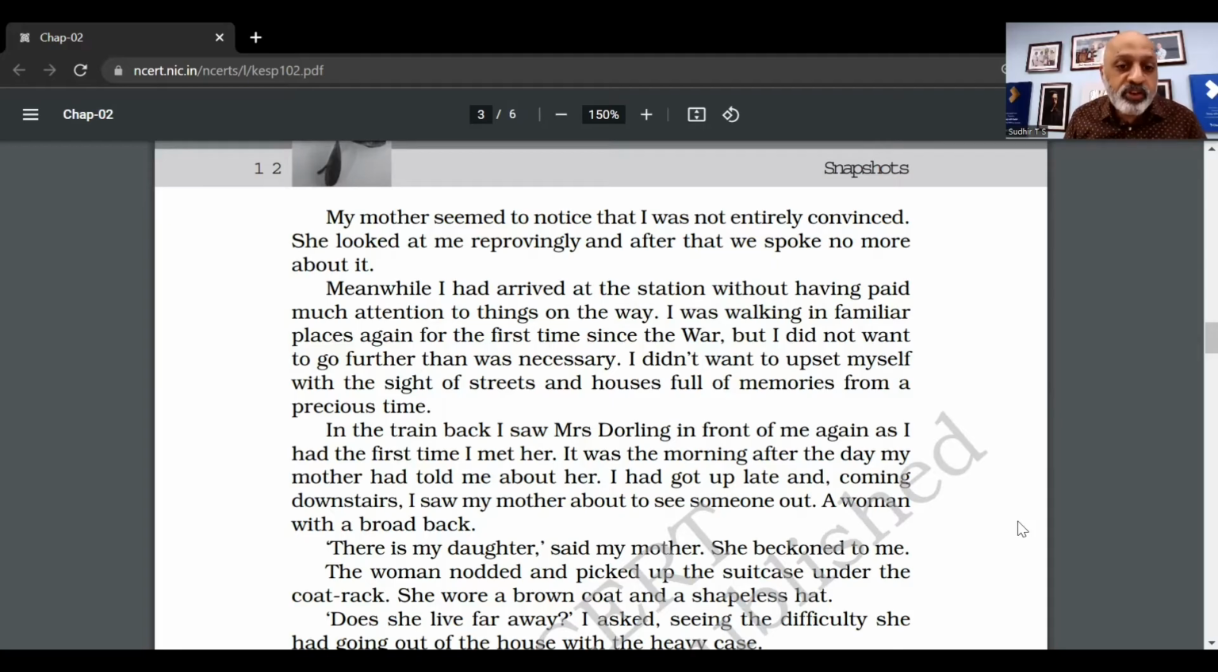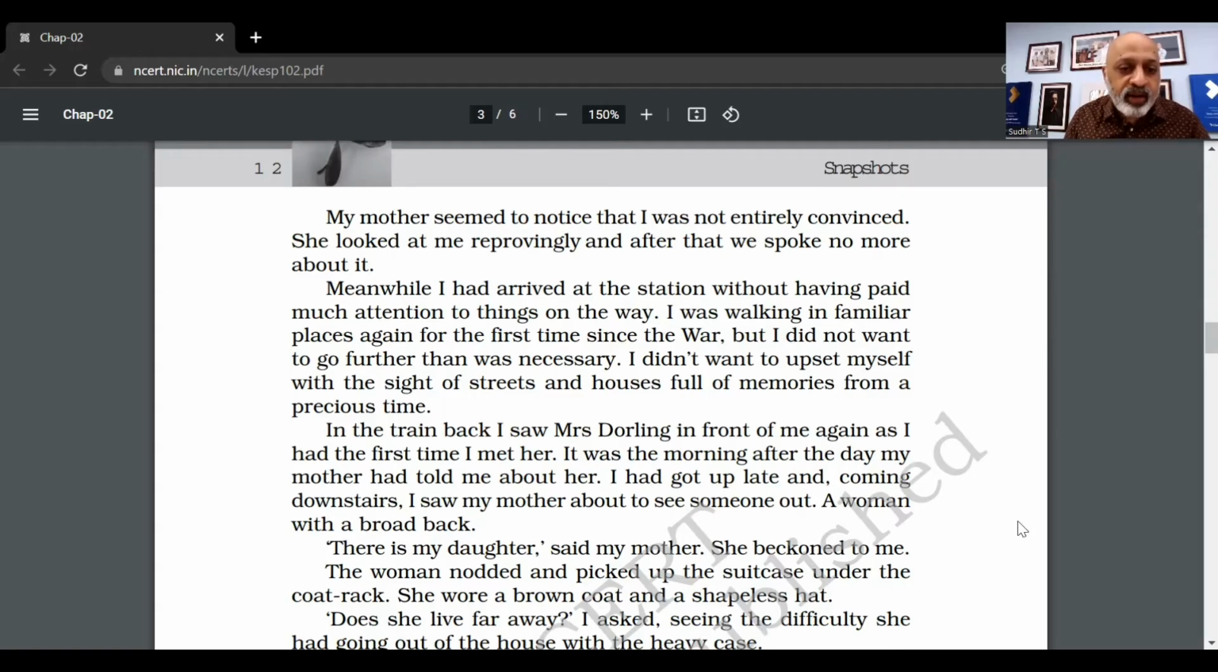Now, in the train back, I saw Mrs. Dorling in front of me again as I had the first time I met her. It was the morning after the day my mother had told me about it. Now you're again moving to the past. So very seamlessly, train, station, she's kind of mixing it up, present and again going back to the past. In the train back, I saw Mrs. Dorling in front of me again as I had the first time I met her. So she's seeing it for the second time. It was the morning after the day my mother had told me about her.